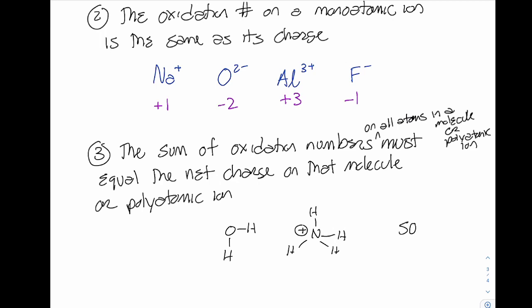If I was to look at sulfate, this time I'm going to have 5 oxidation numbers. So I have 4 oxygens, they each get 1. Sulfur gets 1. And then when I add them all together, they have to sum to a -2 because that's the net charge on that polyatomic ion.